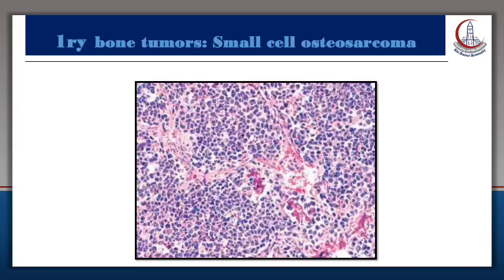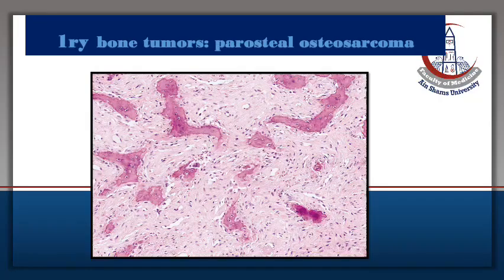Another type is called small cell osteosarcoma. There is an osteoid matrix formation but predominance of small cells occupying most of the tumor. The lowest grade of osteosarcoma is called parosteal, with very little atypia in the osteoblasts and osteoid bone formation as well.